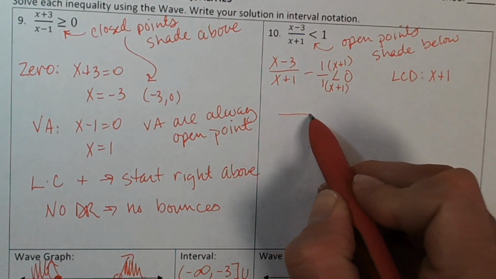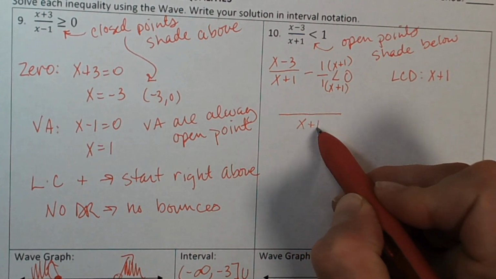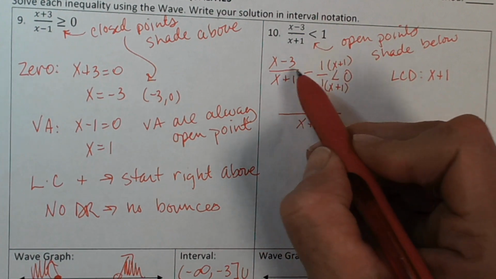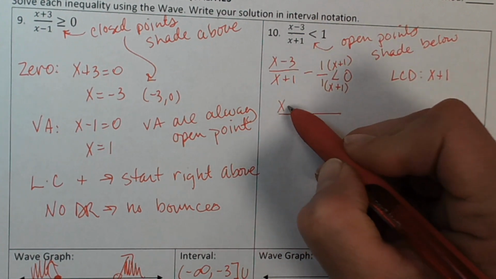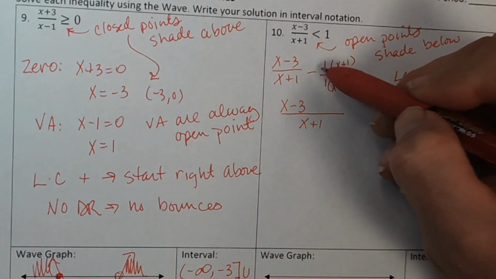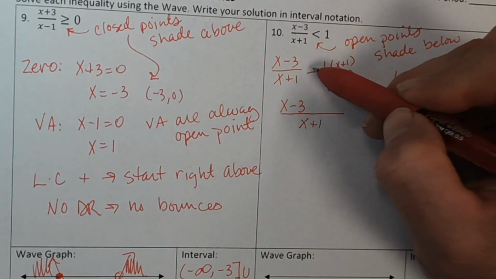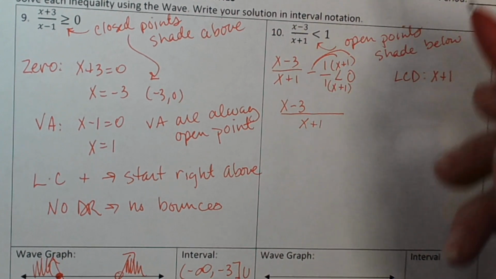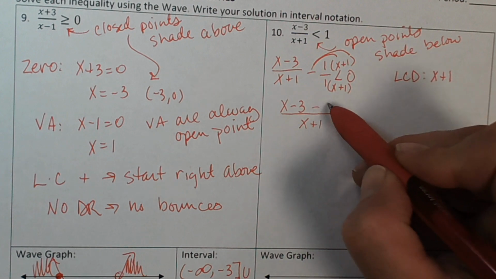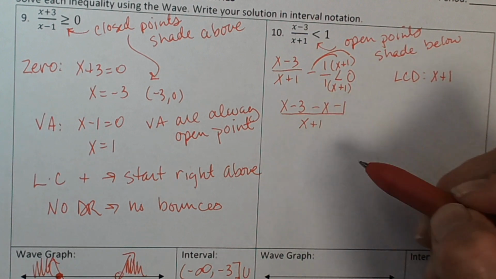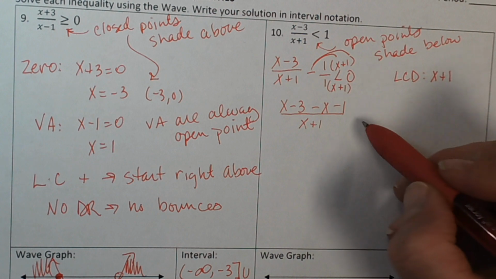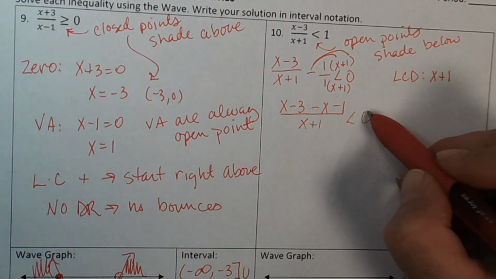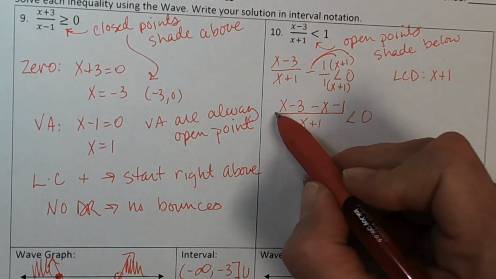So usually at that point, I write one big fraction, over x plus 1. I didn't do anything to change my first fraction, so I'm just going to bring it down. But then notice, this is a negative 1 that's distributing in here. So I have to put the negative. So then I have negative x minus 1, is less than 0.